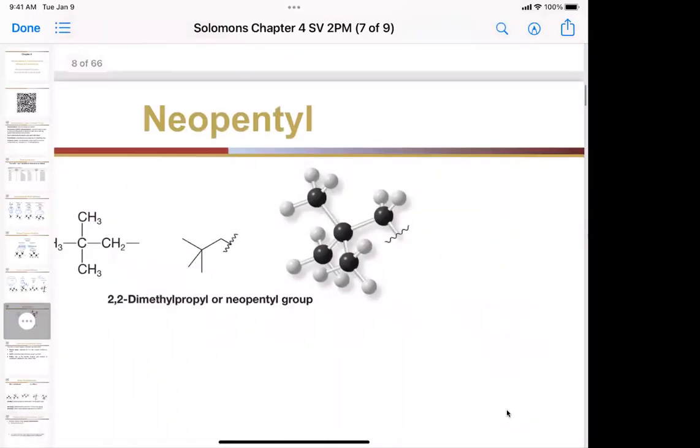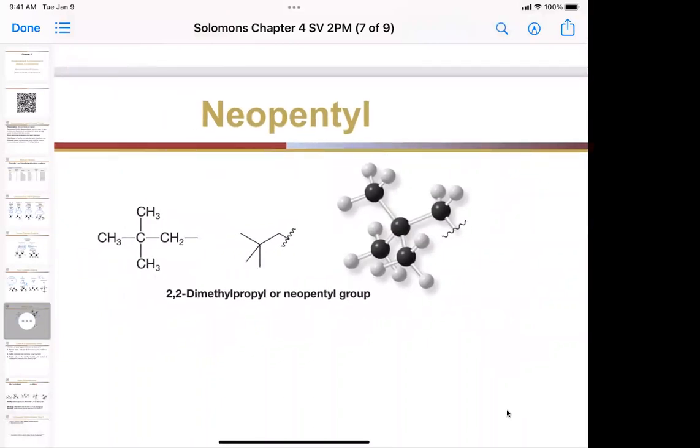Is the neopentyl. Okay, so imagine you have the tert-butyl right here, and then you just add another CH2. And that's the last one. It's called neopentyl because there's 5 carbons and it's new. Neo. Okay. All right, questions on substituents.